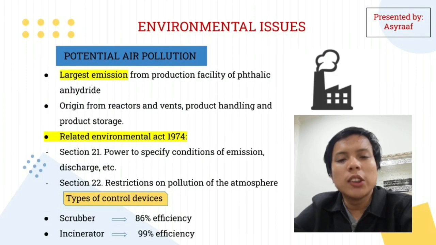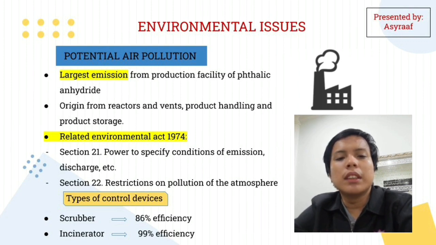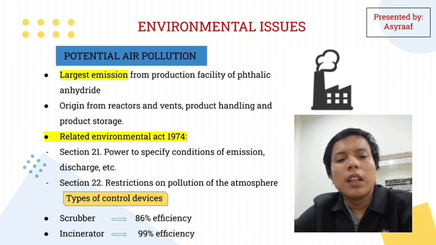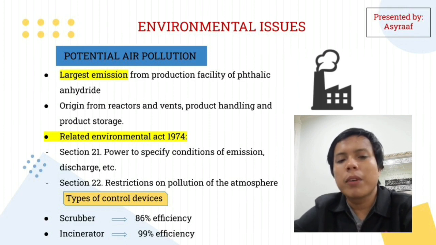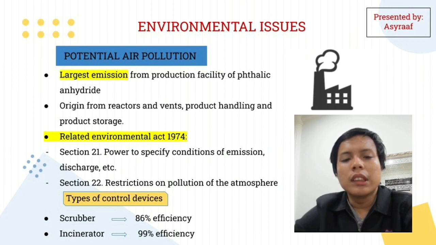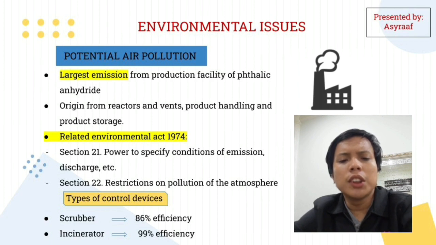Next, there are some environmental issues that relate to the production plant of phthalic anhydride, the first of which is the potential for air pollution. As we know, the largest emission of phthalic anhydride comes from the production facility. It comes from the reactors, vents, product handling, and also during product storage. There is a related Environmental Act 1974. In section 21, there is power to specify the conditions of emission and discharge. In section 22, there is a restriction on the pollution of the atmosphere.